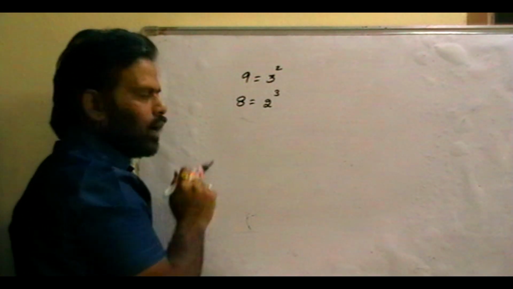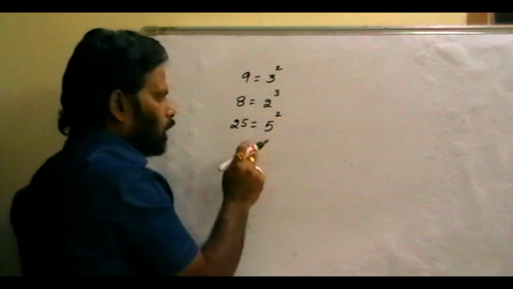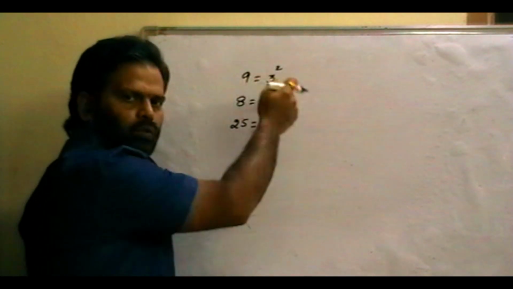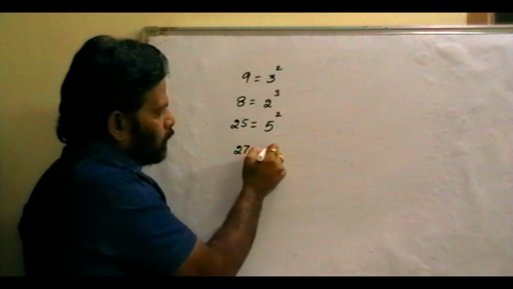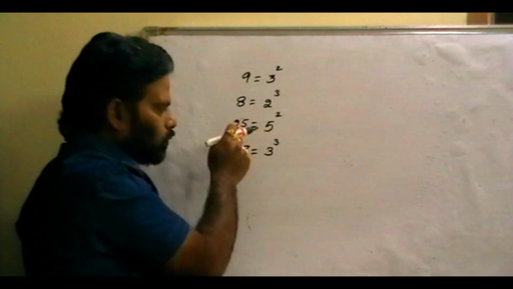Otherwise, 25 means 5 to the power of 2. If 5 is multiplied 2 times, then we'll get 25. 5 square is equal to 25. Otherwise, 27 means 3 cube. If 3 is multiplied 3 times, 3 cube is equal to 27.